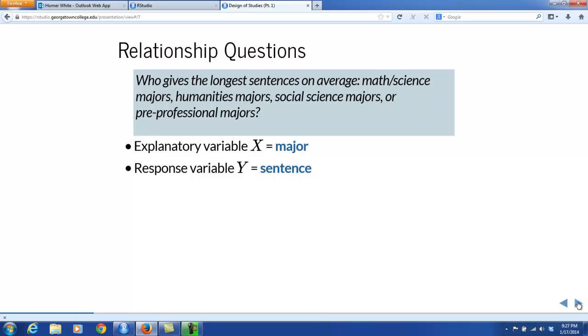So the research question that's suggested just by those 2 variables that were measured might be this: who gives the longest sentences on average? Math science majors, humanities majors, social science majors, or pre-professional majors? Here it seems most useful to think of the explanatory variable x as major, a factor variable having the 4 values that go with the 4 classes of majors indicated in the question. And we can think of the response variable as sentence, the sentence recommended. It was given in years.